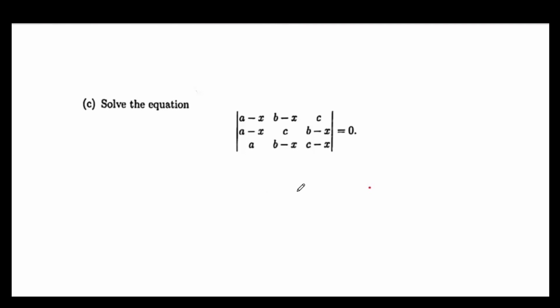We're going to use about 3 things. The first thing we're going to use is column operations. Then we're going to use row operations. And then we're going to use the properties of the what? The determinant. Okay, so let's start.